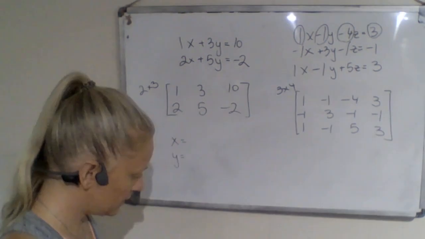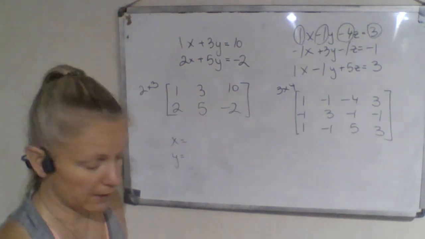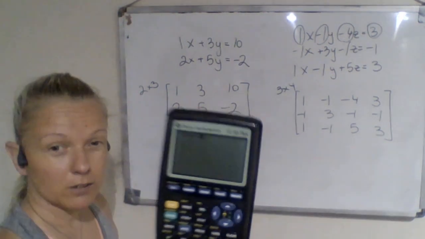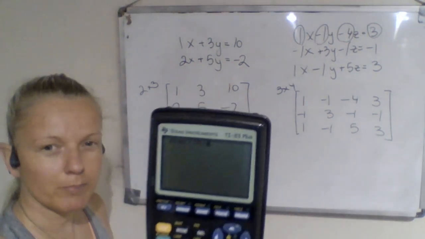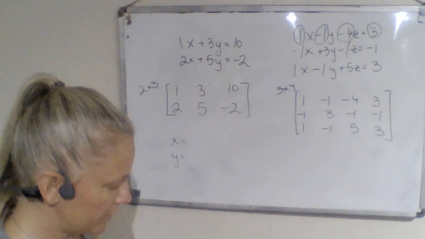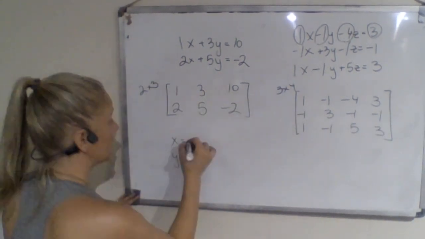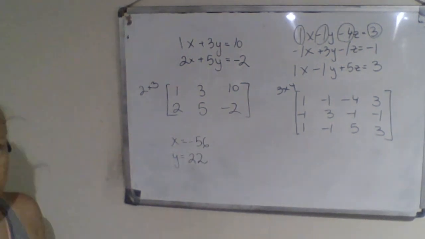Second, quit. I'm going to go back to second matrix, over to math, all the way down to B. We want to solve this equation. It's going to ask us, okay, we're going to solve for what? We're going to go second matrix and say matrix A. I hit enter. My x is negative 56 and my y is 22. These are not crazy numbers, but if you look in the book, that is the correct answer.